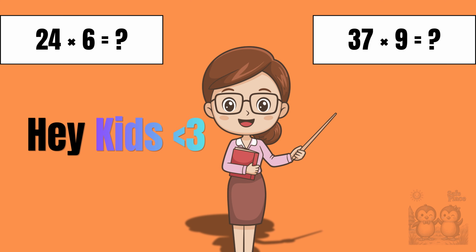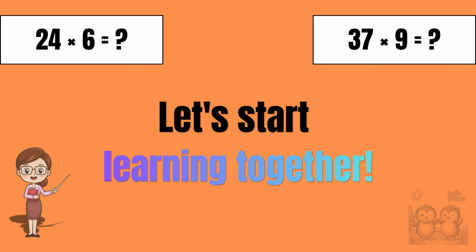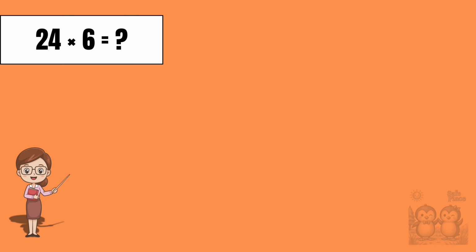Hey kids, today you will learn how to solve 24 times 6 and 37 times 9 using the column method. Let's start learning together. Step-by-step multiplication. Column method. To solve 24 times 6, we use the column method. First, write the numbers in a column.